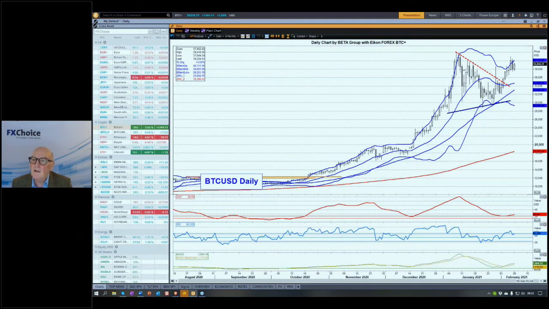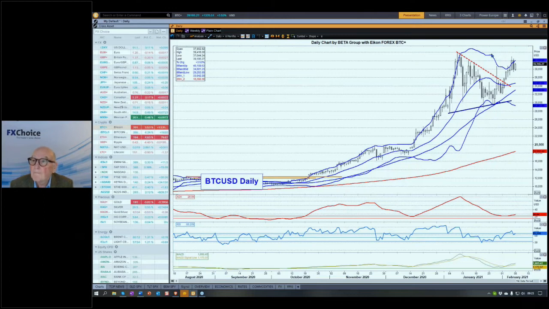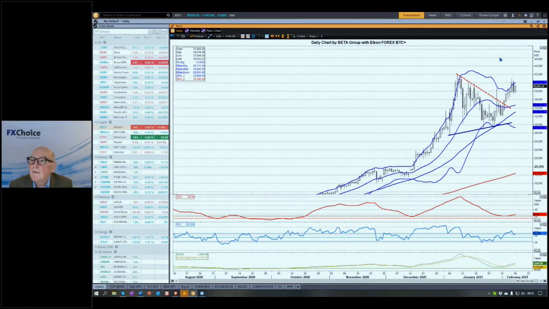We measure the height of the triangle itself, 1, 2, 3, 4, 5, 6.5 here. So this would be 1, 2, 3, 4, 5, 6. That would take us up to here, 46,000, on the basis of the triangle itself from a classical charting point of view.